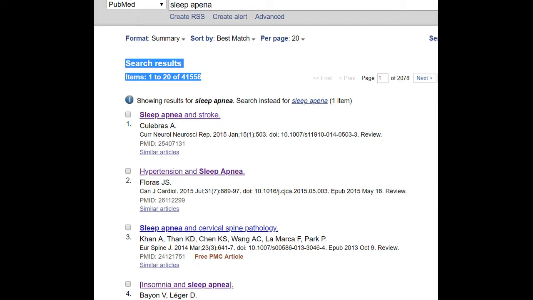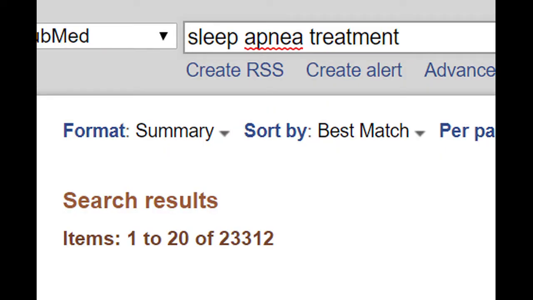So a quick search on PubMed, sleep apnea. You can see the first search there, 41,558 results just on the term sleep apnea. So we can probably guess that it's a fairly major problem that's affecting our society. We type in another search here, treatment: 23,000 results of all different studies on how to treat sleep apnea. So that was just a broad search on treatments.